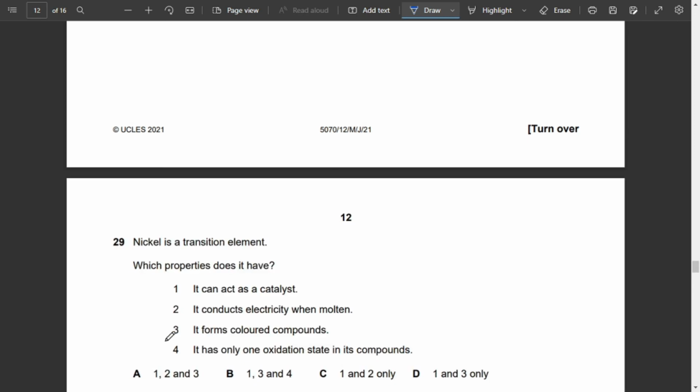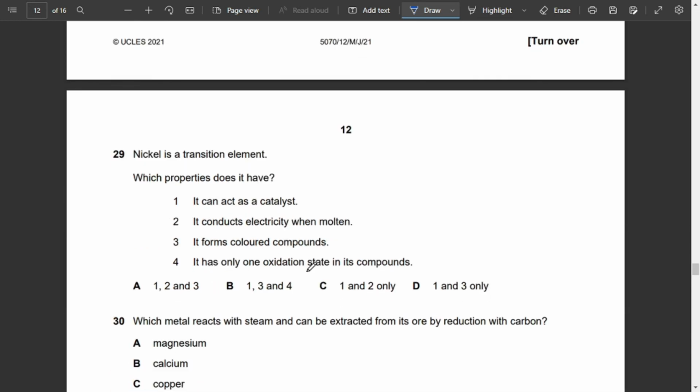Moving on to MCQ number 29. Nickel is a transition element. Which properties does it have? Transition elements are great catalysts, so it's definitely going to be a catalyst. Then if we see, it conducts electricity when molten. Yes, because it's a metal, it can conduct, it has mobility. So yes. It forms colored compounds.